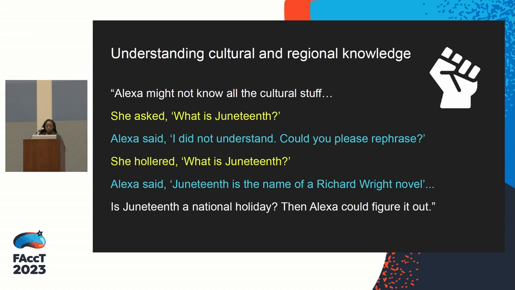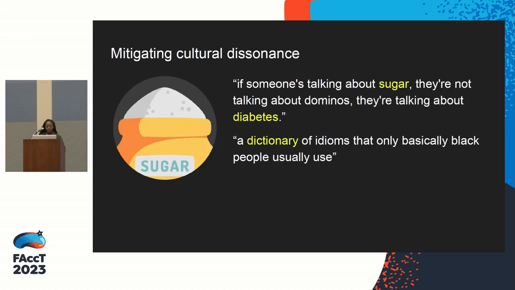So for example, I have here on the slide two participants who were engaging in a role-playing exercise during the storyboarding activity and stated that Alexa might not know, quote, all the cultural stuff. So a person could ask it, what is Juneteenth, and Alexa would not understand and ask them to rephrase. And then the person would ask again, and Alexa would respond that it's the name of a Richard Wright novel, instead of knowing to respond with details about it being a holiday, an upcoming holiday, in fact.